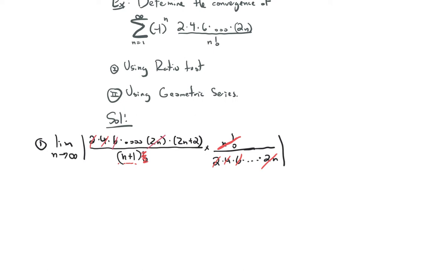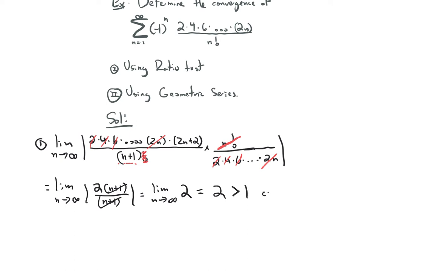So we're just left with the limit as n approaches infinity of 2n plus 2, which I'll write as 2 times n plus 1, over n plus 1. Obviously, these guys cancel. So this is the same thing as the limit as n approaches infinity of 2. Well, there's not even an n in there anymore. So the limit is, of course, 2. 2 is greater than 1. So our series diverges.